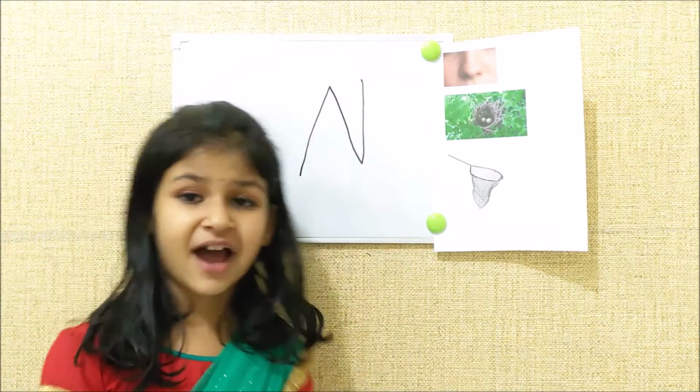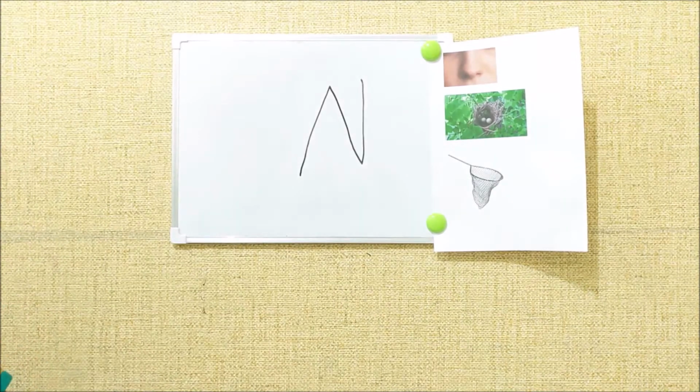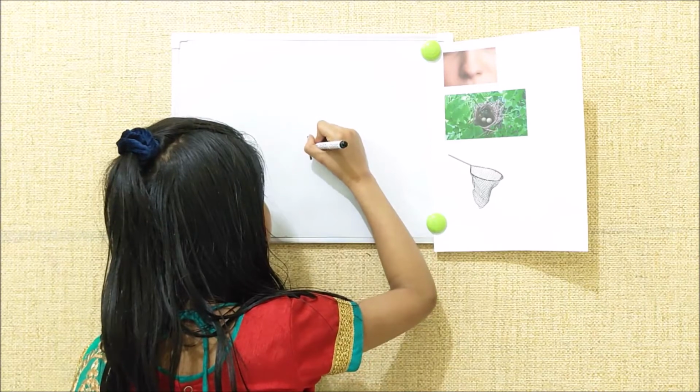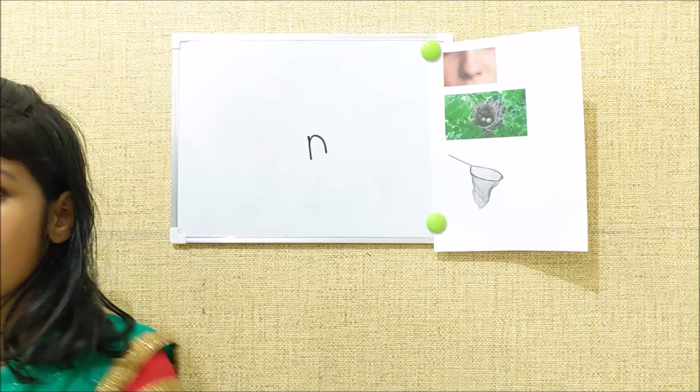Now we will learn how to write small n. You must set a standing line, then one downward curve. This is small n.